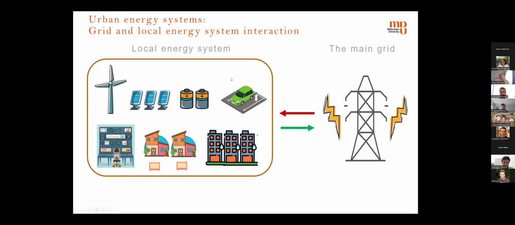The focus of this study is urban energy systems, but in general terms, we can agree that urban energy system is also a local energy system. Traditionally, we have centralized power generation somewhere, for example in the north, and then we just use the electricity from the grid. But now we can have PV, wind, battery storage, electric vehicles, and those are contributing to the local energy systems. So what I want to highlight here is that it's about local energy systems.